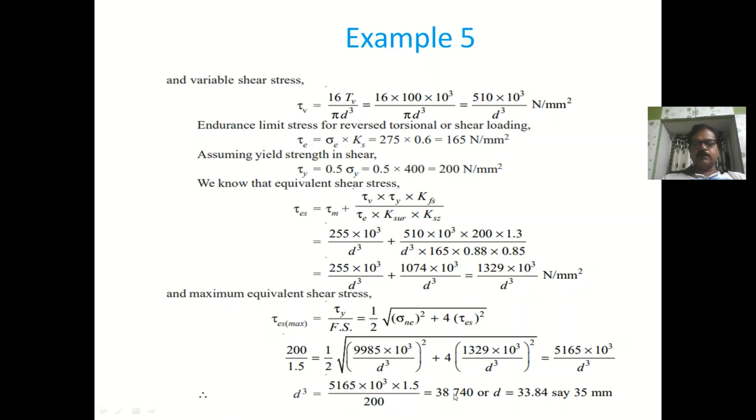Now we calculate the d value as 33.84 mm. Approximate standard value, the nearest standard value, is 35 mm. The diameter of the shaft is 35 mm.